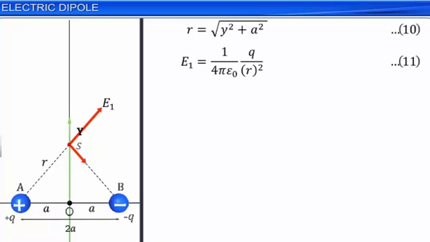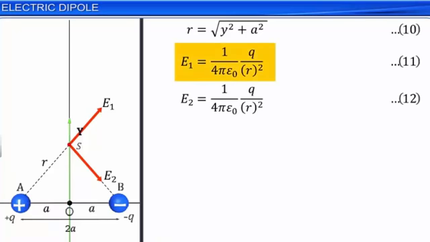Similarly, the negative charge creates an electric field of magnitude E2 is equal to 1 by 4 pi epsilon naught, q by r square. Let this be equation 12. Electric field strength E2 is directed towards the negative charge and acts along the line joining the point S and the charge minus q as shown. We observe that the magnitude of E1 is equal to that of E2. The point S lies on the perpendicular bisector of the line joining the charges plus q and minus q.